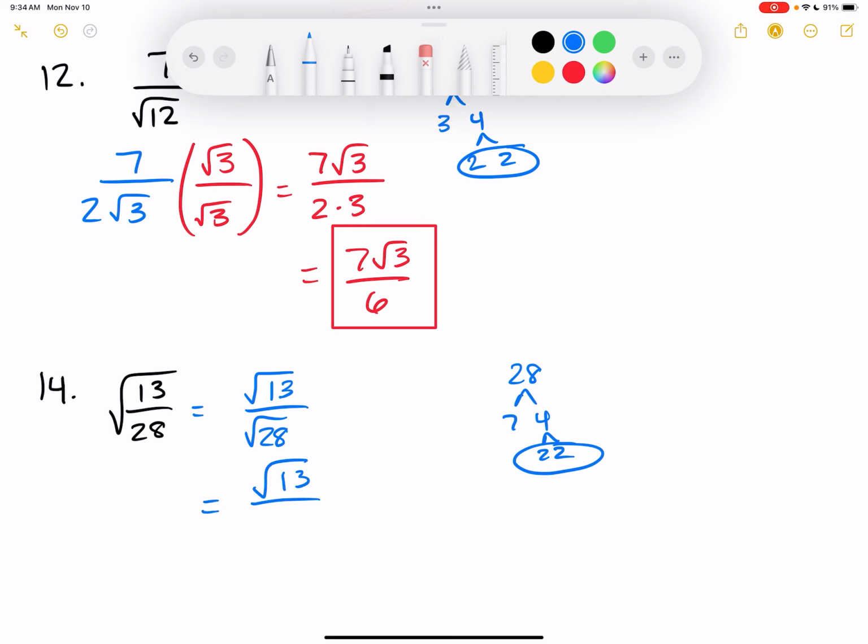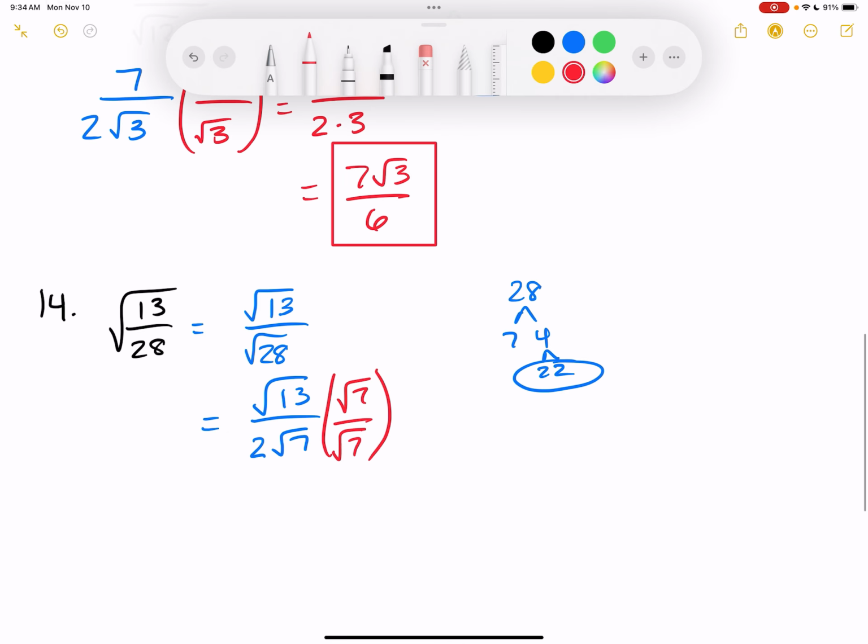At this point, I can't leave it. So I've got to multiply it by square root of 7 over square root of 7. So I end up with 13 and 7, which is 91. Square root of 91.